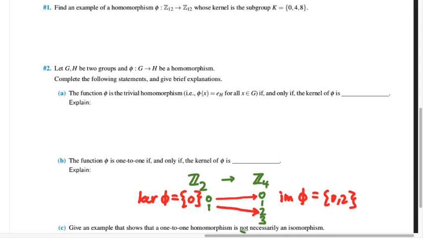One-to-one means the kernel is trivial. So yes, here's an example of a homomorphism from one group to another group, which is one-to-one, but it's not an isomorphism because it's not onto. One-to-one homomorphisms are nice still. We sometimes call them inclusions, because what it does is it shows that there is a subgroup of Z4, namely the image, that is isomorphic to Z2. We're finding a copy of Z2 inside of Z4, up to isomorphism. But Z2 and Z4 themselves are not isomorphic. It's just an isomorphism onto its image, not onto the whole group.